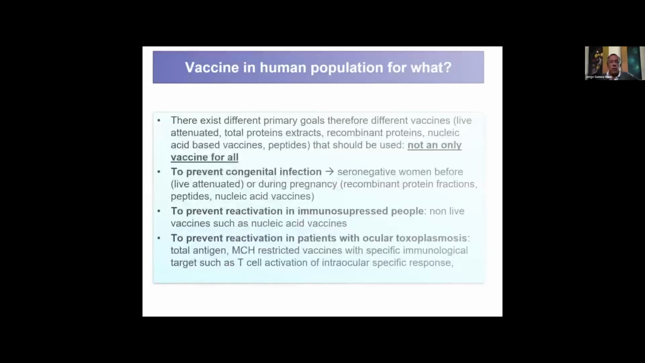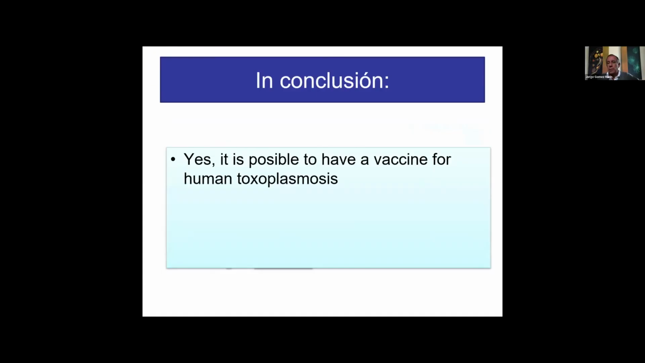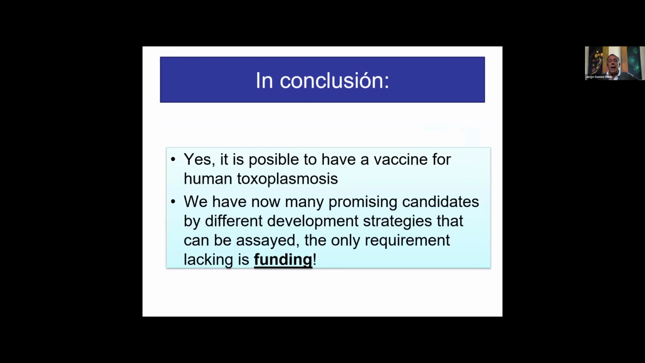So in conclusion, I think it is possible to have a vaccine for human toxoplasmosis, and we now have many promising candidates that can be tested, but I think the real requirement that is lacking now, because we have very good candidates, is the funding. So thank you very much for your attention.